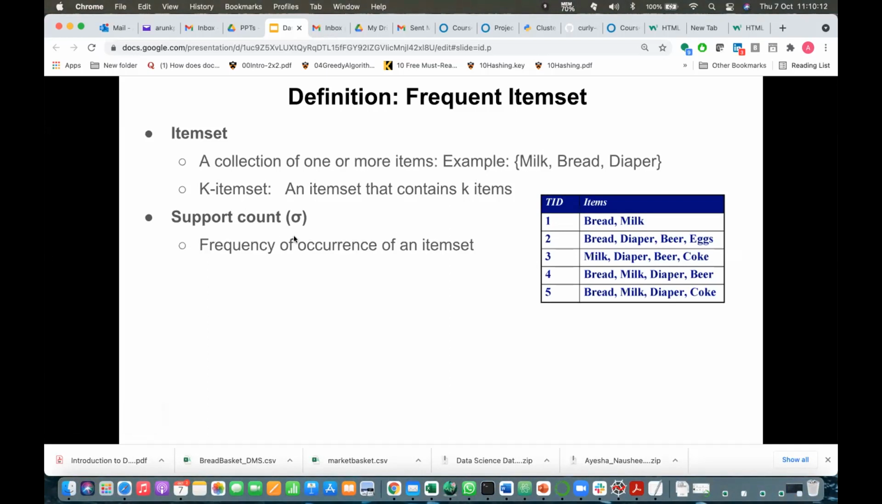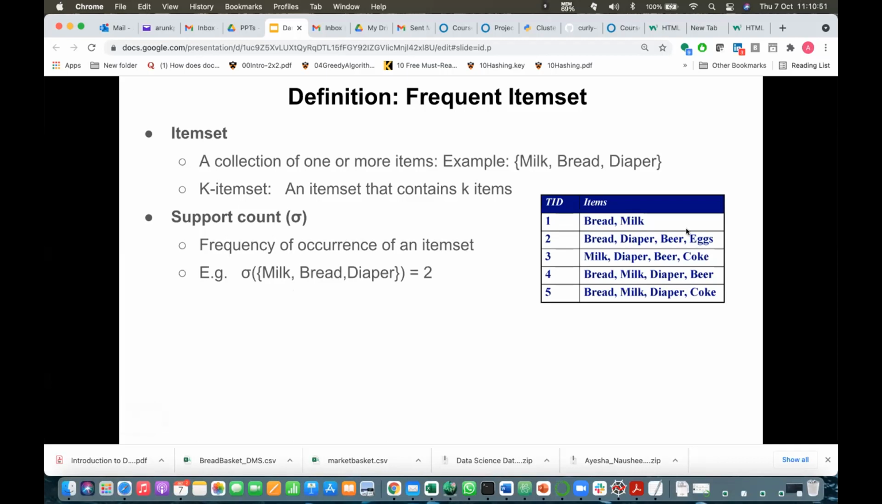Then how do we count? One more term we are introducing here: support count. It is the frequency of occurrence of an item set. How many times in the transactions did that item set appear? How many times we have seen those items together in transactions is the support for that item set. If you see more times, that is more support. If you see fewer times, then less support.